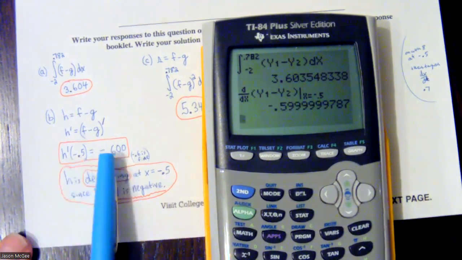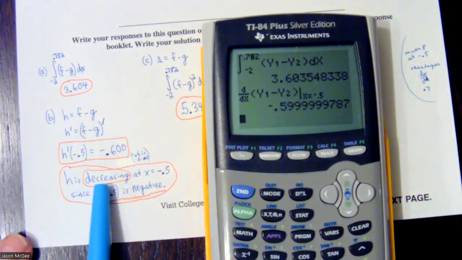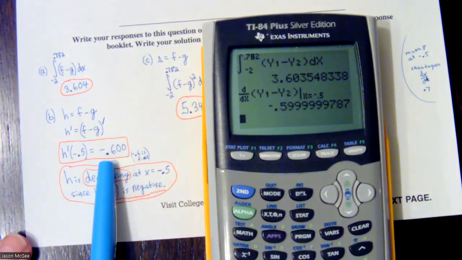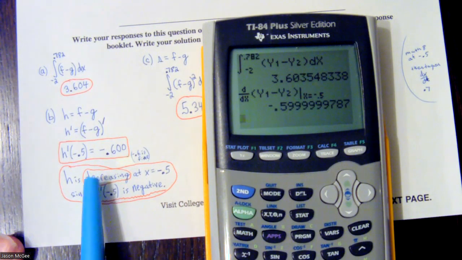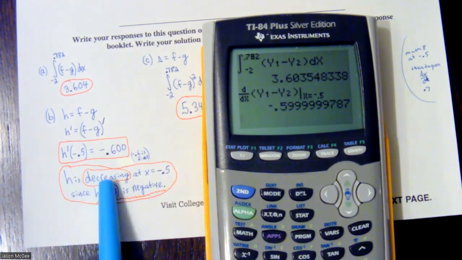But notice since the derivative is negative, that means the H function is decreasing. So you have to have the number, use the calculator to get that. And then you have to mention that H is decreasing since H prime at that number is negative right there. So make sure you're justifying your answers really well.